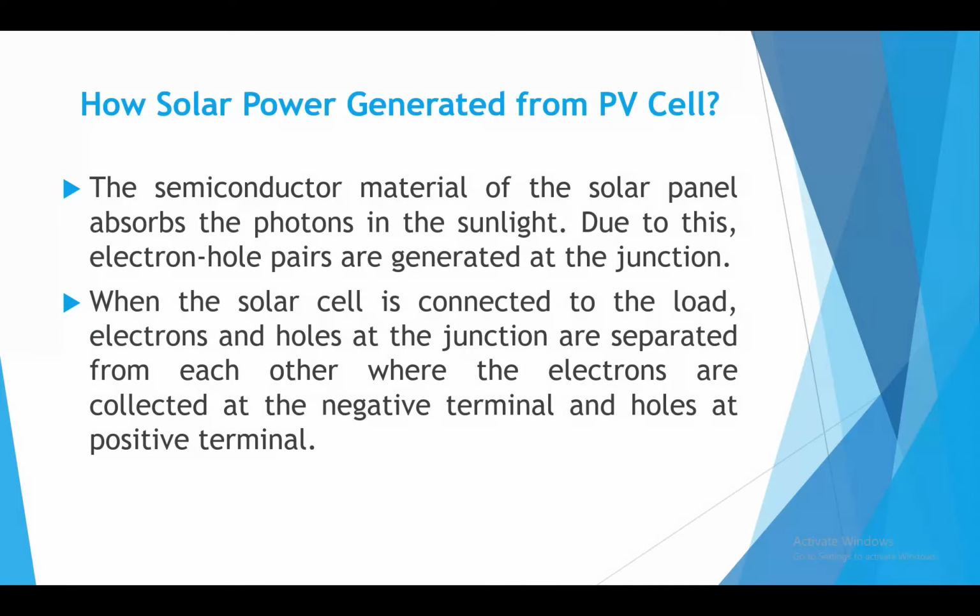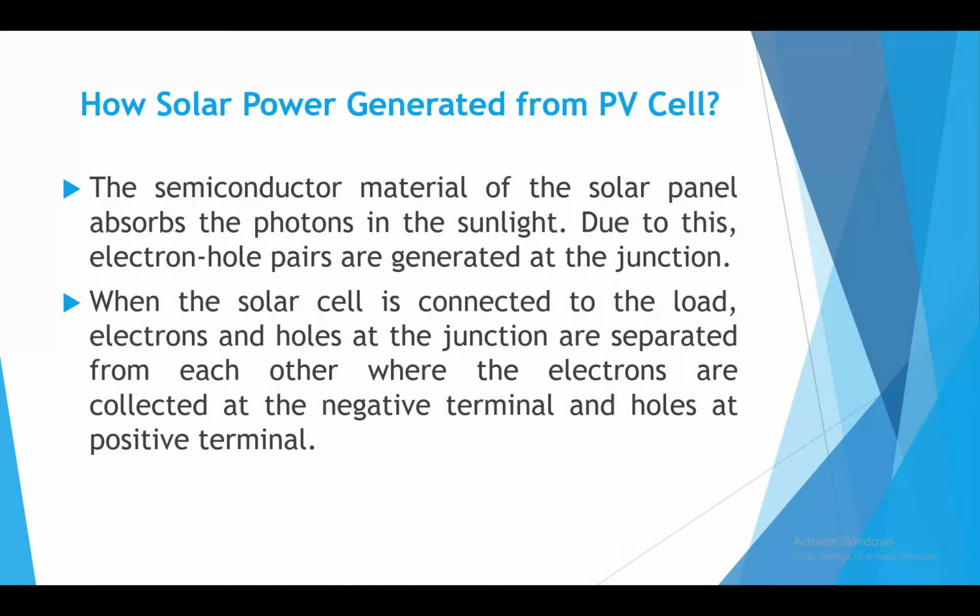The semiconductor material of the solar panel absorbs the photons in the sunlight. Due to this, electron-hole pairs are generated at the junction. When a load is connected to the solar cell, the electrons and holes at the junction are separated from each other, where the electrons are collected at the negative terminal and holes at the positive terminal. So in this way, the PV cell made of semiconductor materials absorbs the photons in the sunlight, and electron-hole pairs are generated.